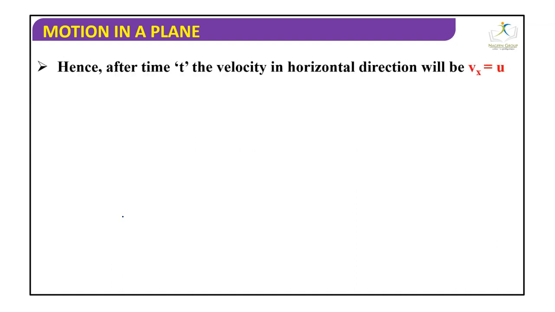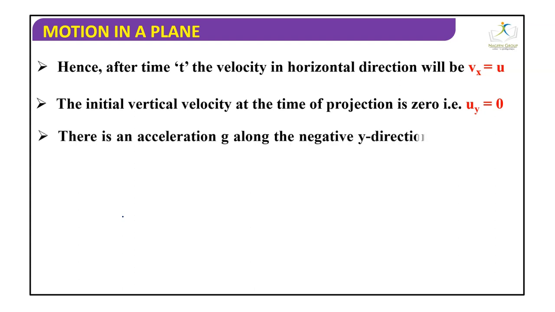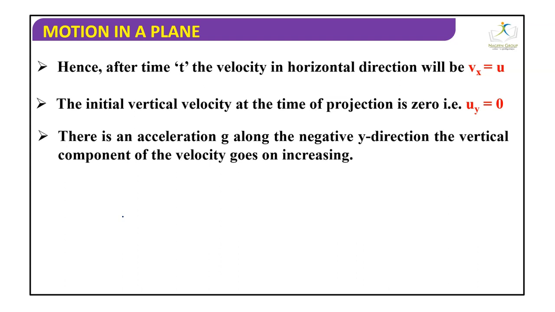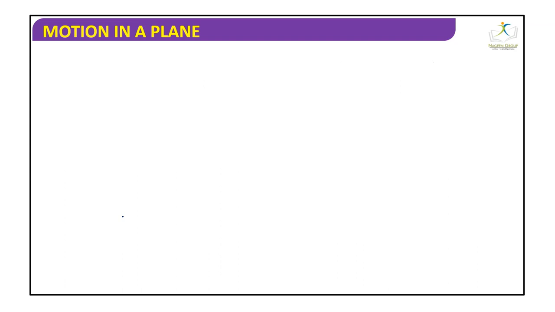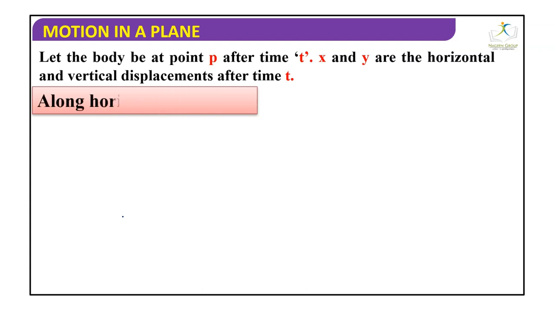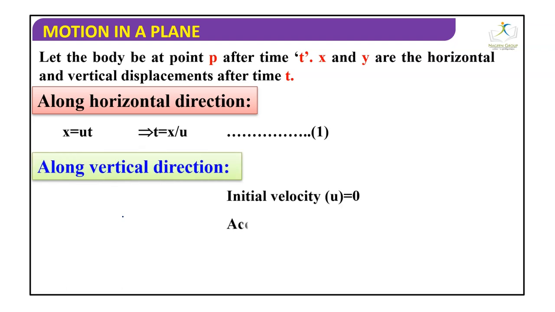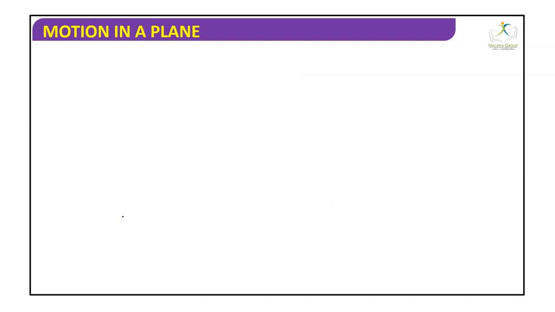Because there is no horizontal acceleration, the horizontal velocity remains constant throughout the motion. Hence, after time t, the velocity in the horizontal direction will be Vx is equal to u. The initial vertical velocity at the time of projection is 0, that is uy is equal to 0. There is an acceleration g along the negative y direction, so the vertical component of velocity goes on increasing. Let the body be at point P after time t. x and y are the horizontal and vertical displacements after time t. Along the horizontal direction, x is equal to ut, which gives t is equal to x by u. Along the vertical direction, initial velocity u is equal to 0, acceleration a is equal to plus g, displacement s is equal to y, and time taken is t.